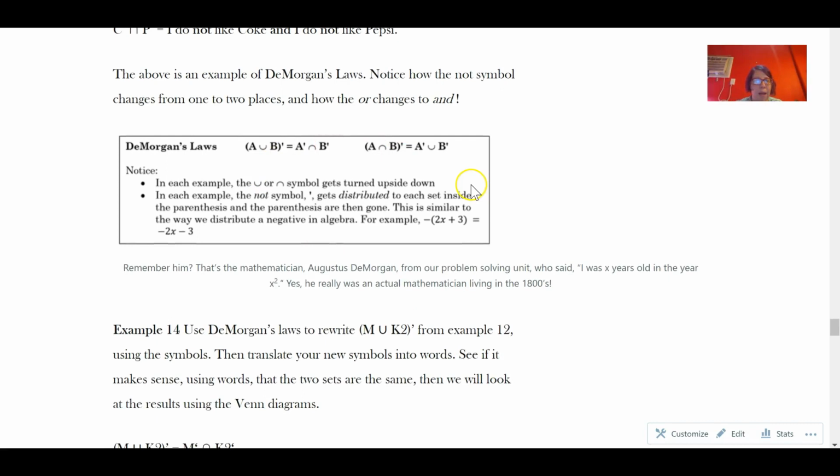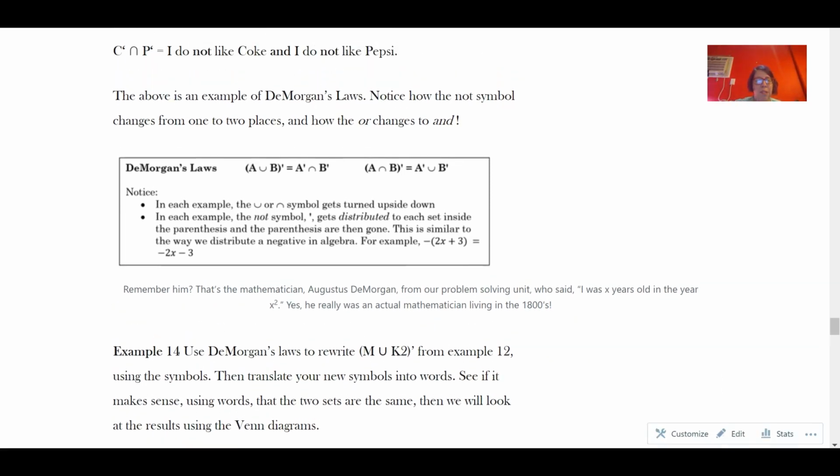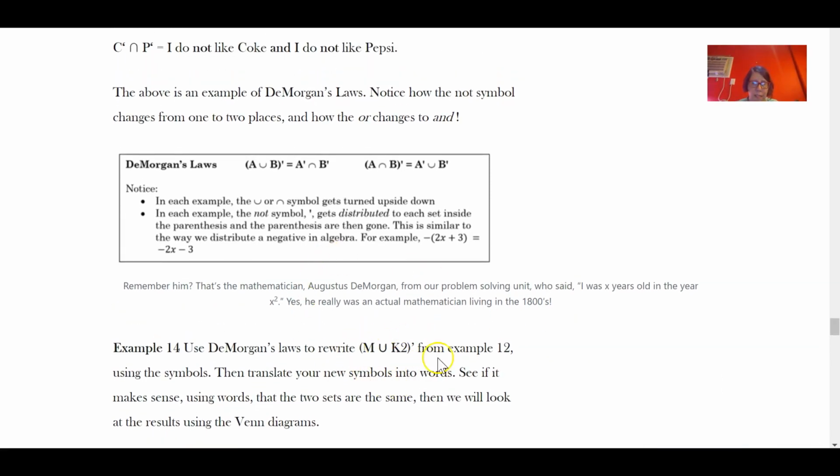Remember this guy, by the way? This is Augustus De Morgan from our problem-solving unit, who tortured us all by saying I was X years old in the year X squared. Actually, I really love that problem. He really was an actual mathematician who actually lived in the 1800s. Pretty awesome.